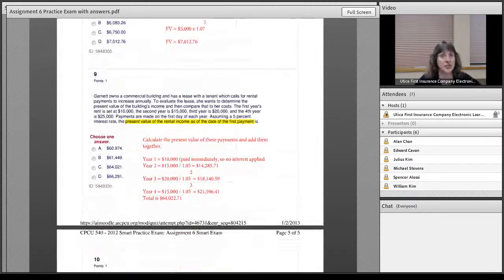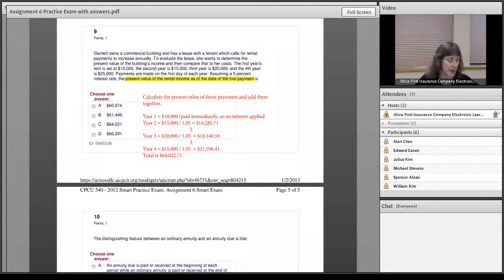Okay, question 9. Garnett owns a commercial building and has a lease with a tenant which calls for rental payments to increase annually. To evaluate the lease, she wants to determine the present value of the building's income and then compare that to her costs. The first year rent is... Payments are made on the first day of each year.